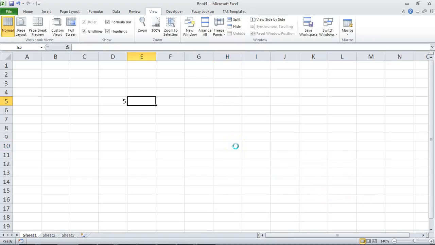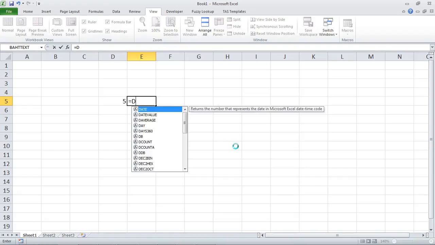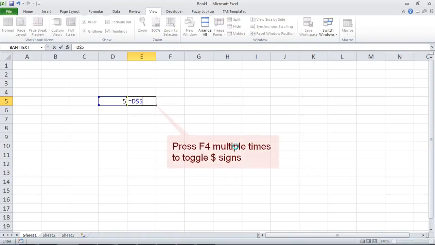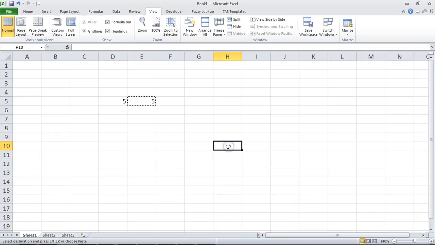Similarly, if I write a formula as equal to D$5, I have fixed the row number 5 but I have left the column letter D open for updation. When I copy this formula and paste it in some other cell, you can see that D has changed to G while 5 has remained unchanged because we had fixed it with a dollar sign.